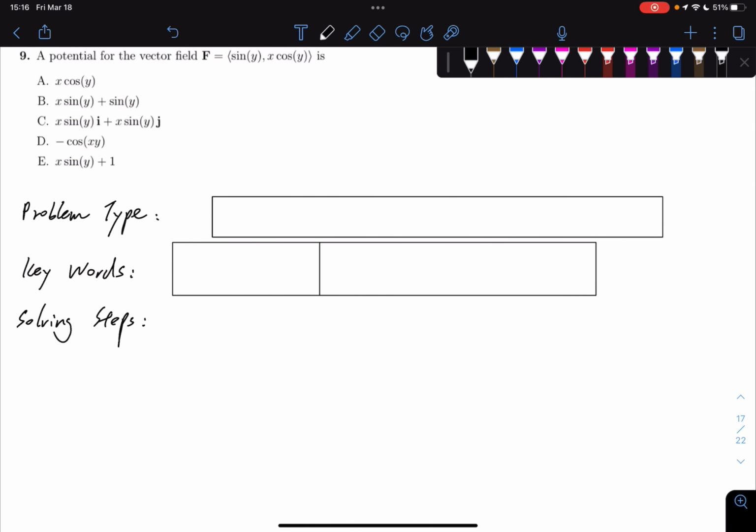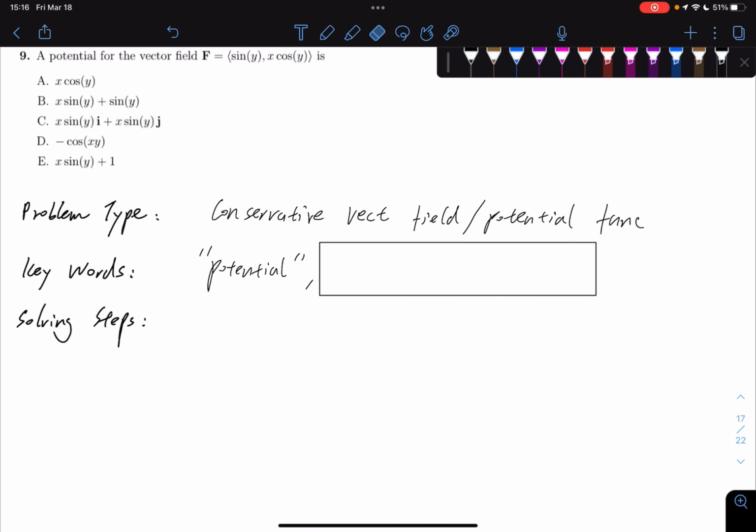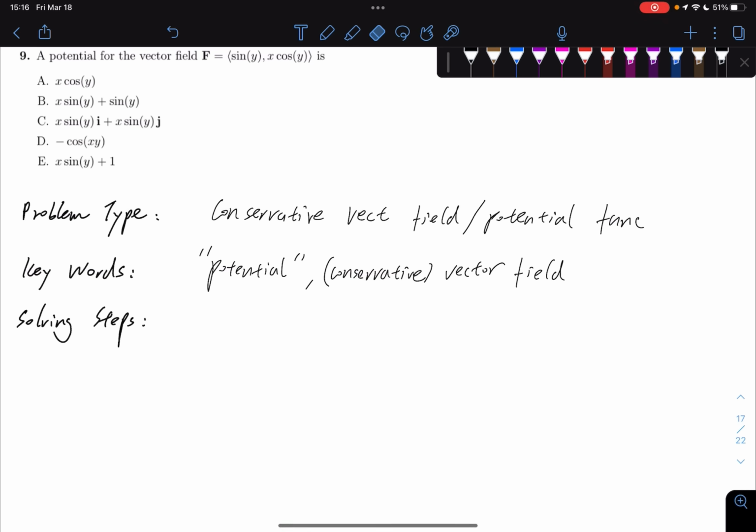Question number 8. A potential for the vector field F is... Based on the question prompt, it should be pretty obvious that we are trying to find a potential function of a vector field. So the problem type is a conservative vector field or potential function problem. But for a vector field to have a potential function, the vector field itself must be conservative. So before we find any potential functions, we must check whether this vector field is conservative or not. So let's go ahead and do that.